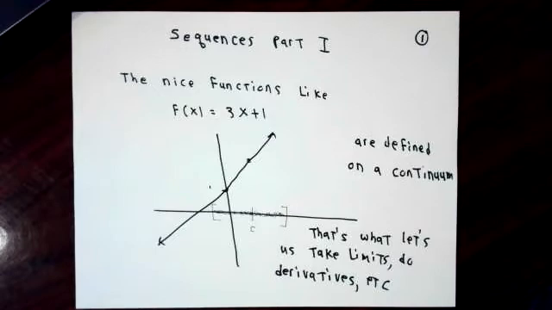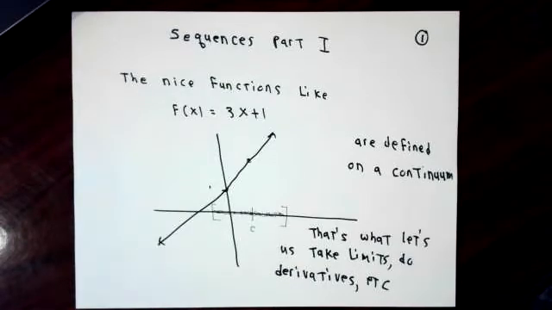And this is what I mean when I say these kinds of functions are defined on a continuum. There is a continuous, unbroken interval where the function is defined. Of course, you can get into complications where you have a removable discontinuity or vertical asymptotes or any sort of thing like that. But the nice functions will be defined on intervals, at least in pieces. That's what lets us take limits.